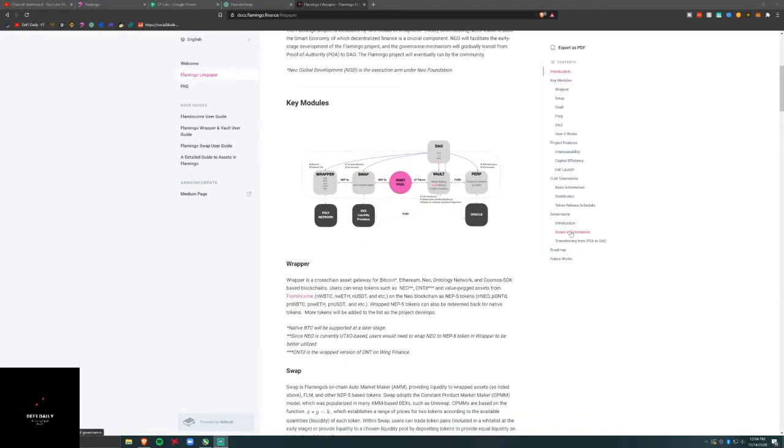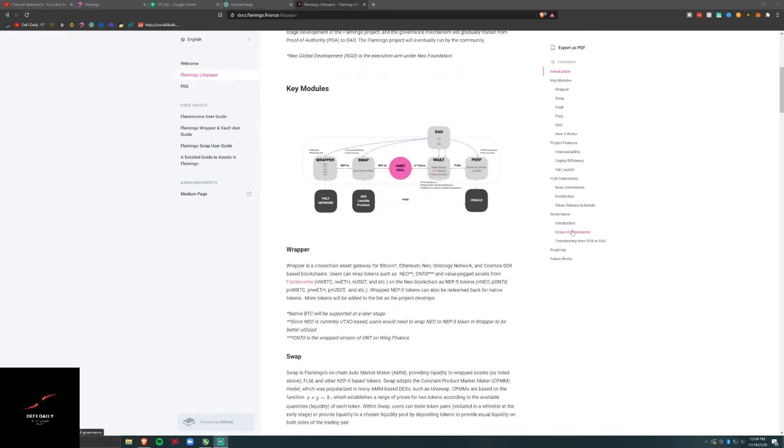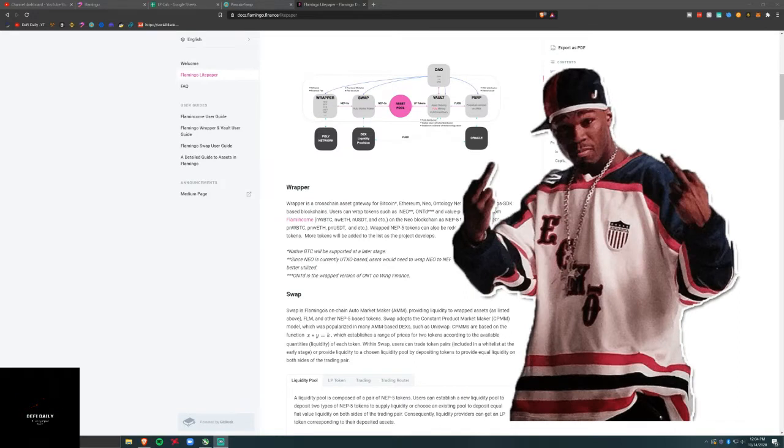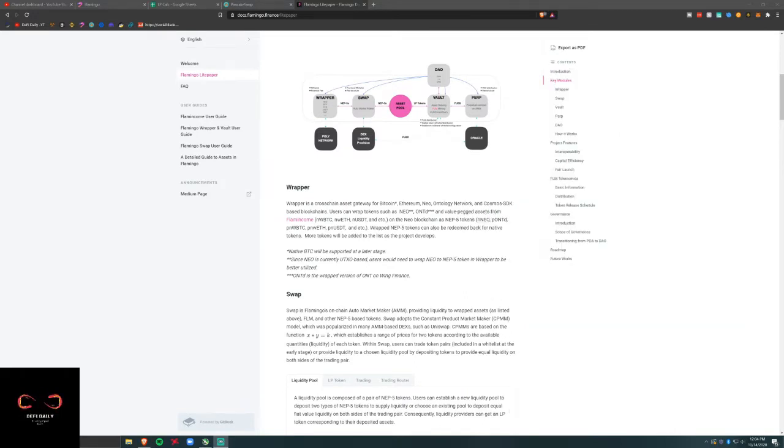So let's just go over the key features of the Flamingo.finance project, where it stands today, what it looks like, and go from there. Okay, so the first thing we had is this wrapper, we'll call it, module. What this wrapper allowed you to do was essentially take your cross-blockchain assets like Bitcoin, ETH, ONT, anything on the Cosmos SDK, and put those into Flamingo Finance in a Neo wrapped version.